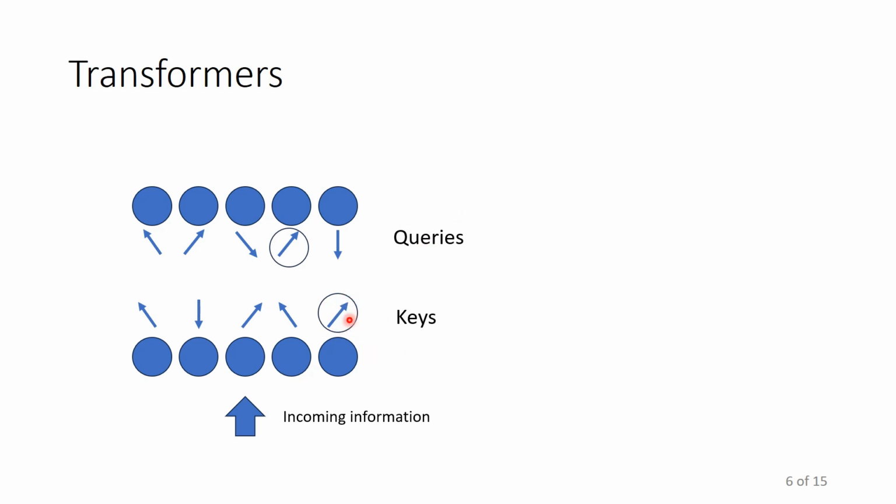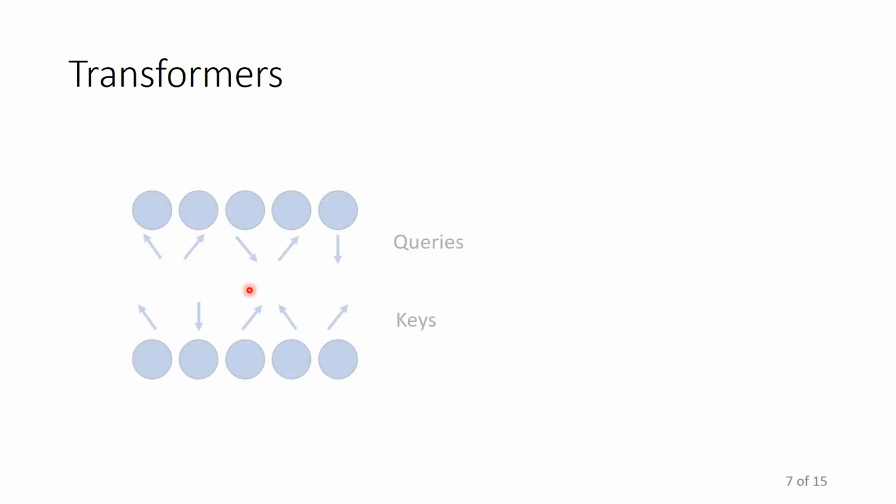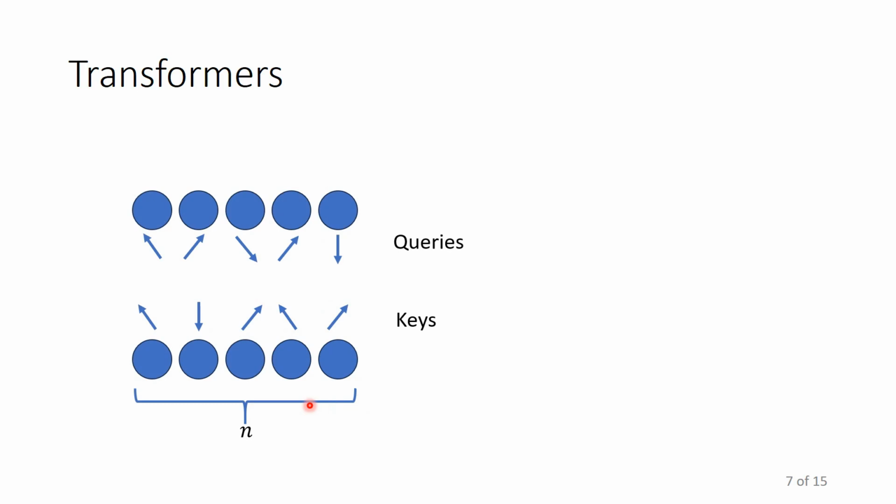As you can see, these two vectors have high cosine similarity. As a result, they will have a high dot product. So this incoming information will most probably be routed through this token. And the same goes for these two. Imagine we have an input sequence length of n. In order to do these dot products between keys and queries, we need n squared operations.